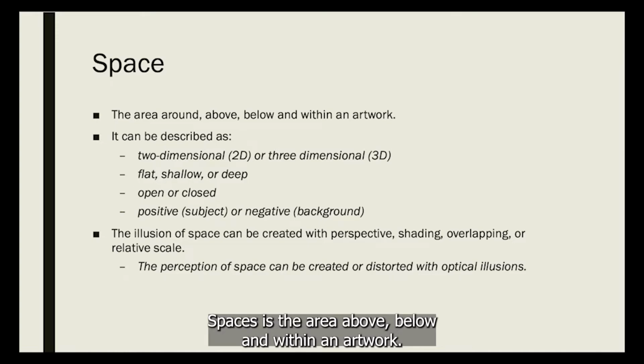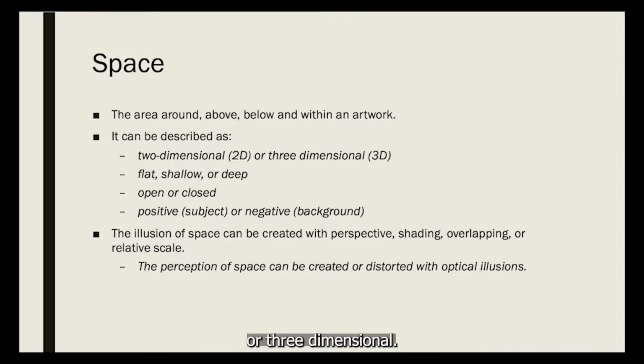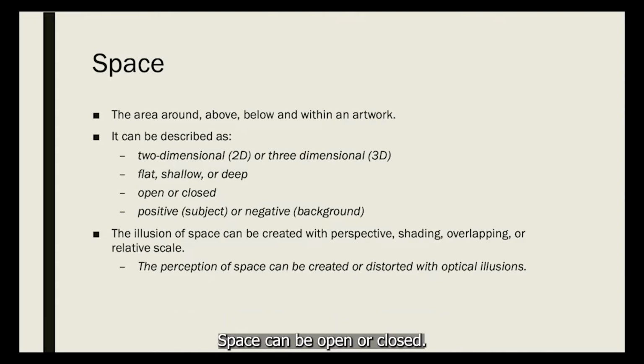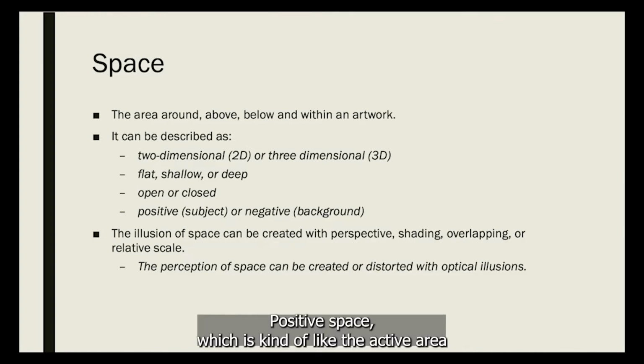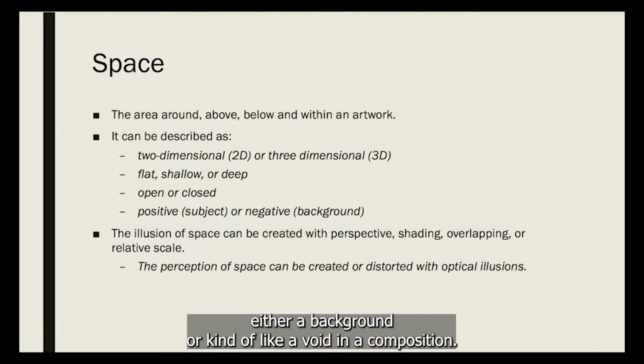Space is the area above, below, and within an artwork. It can be described in many different ways, including two-dimensional or three-dimensional. Within these dimensions, we have flat space, shallow space, or deep space. Space can be open or closed. Positive space is the active area in a composition, and negative space is areas that we perceive to be either a background or a void in a composition.